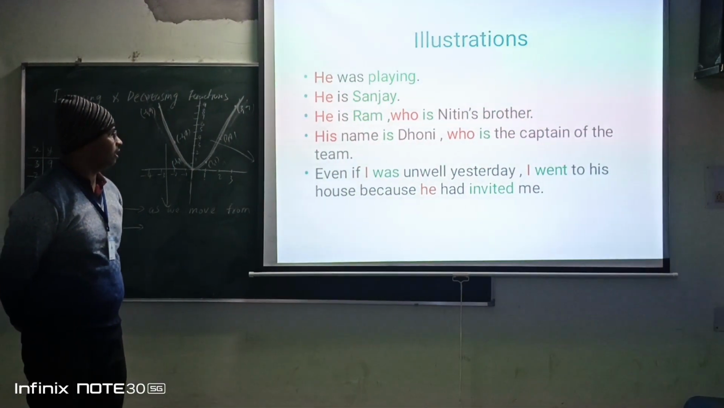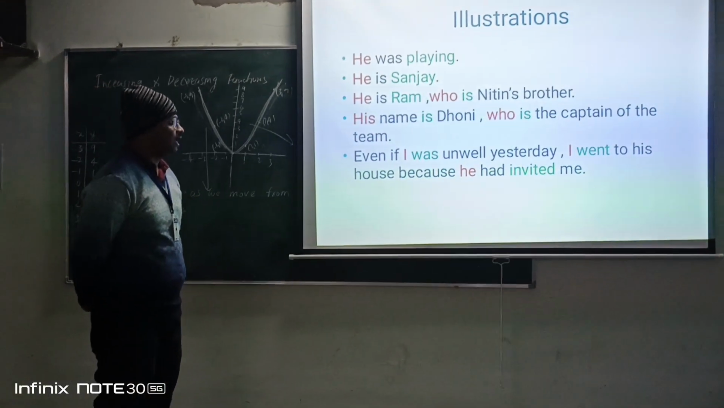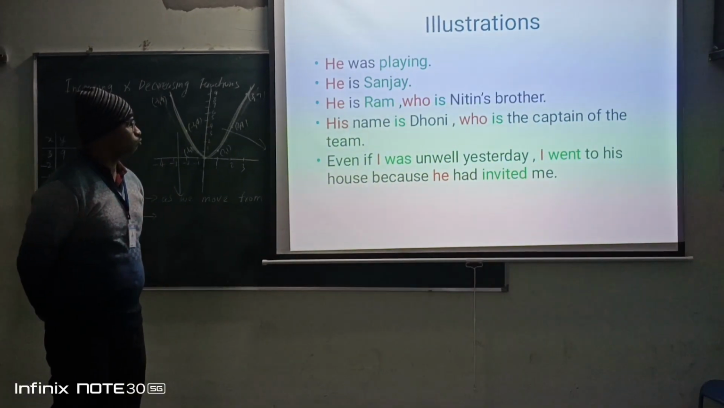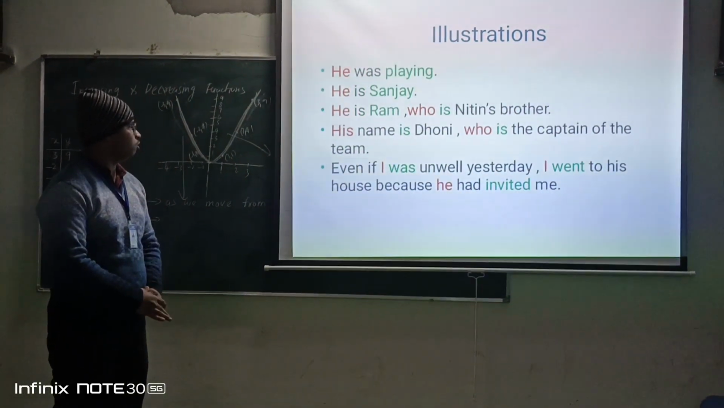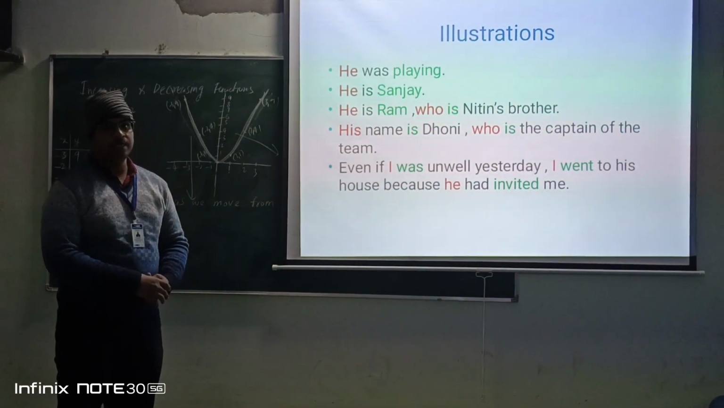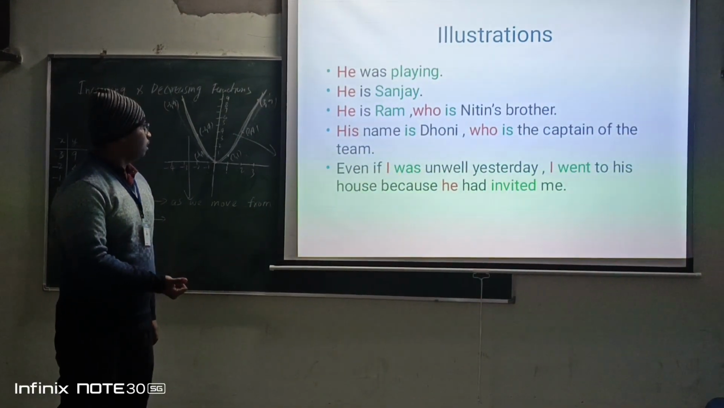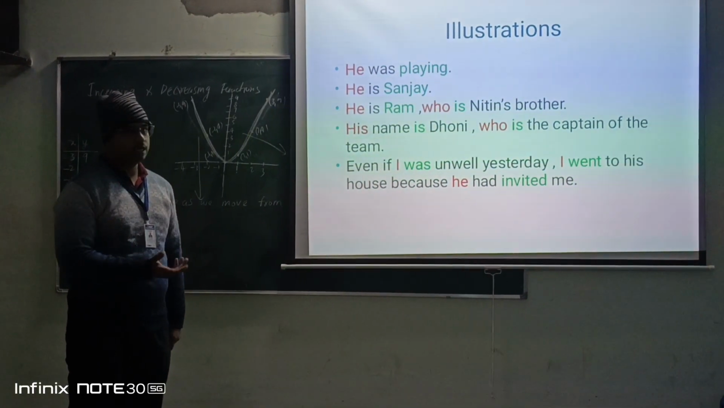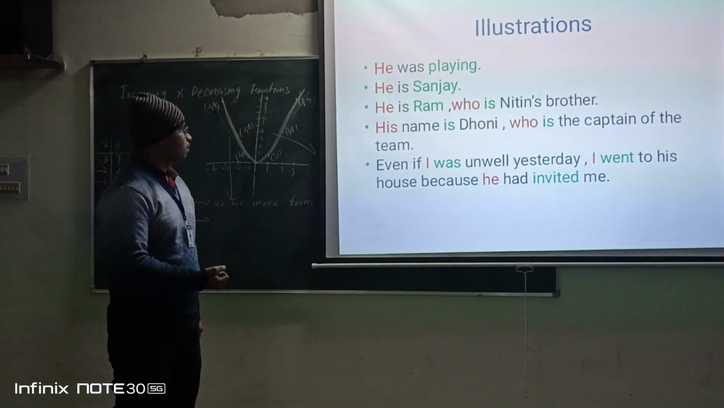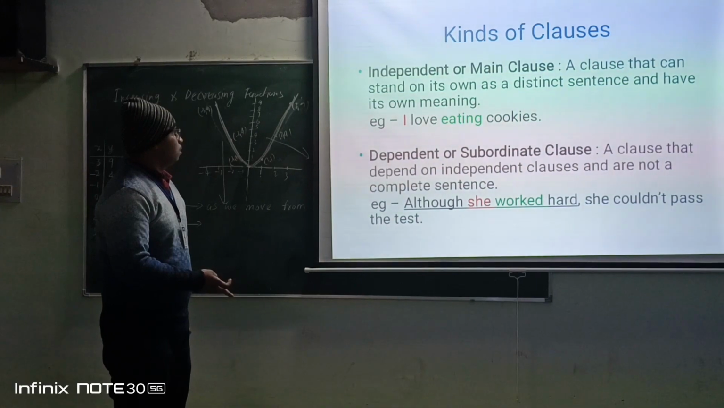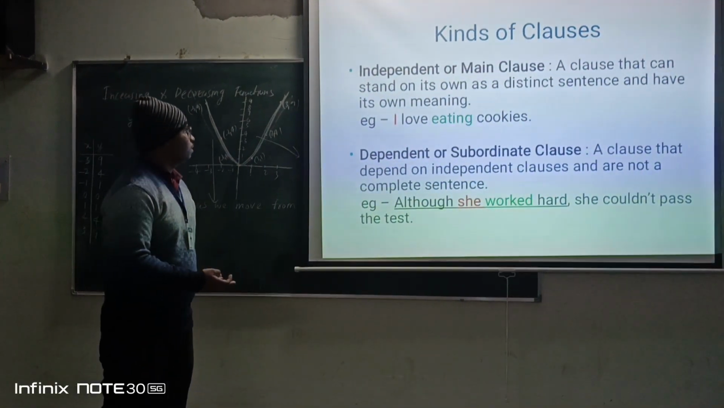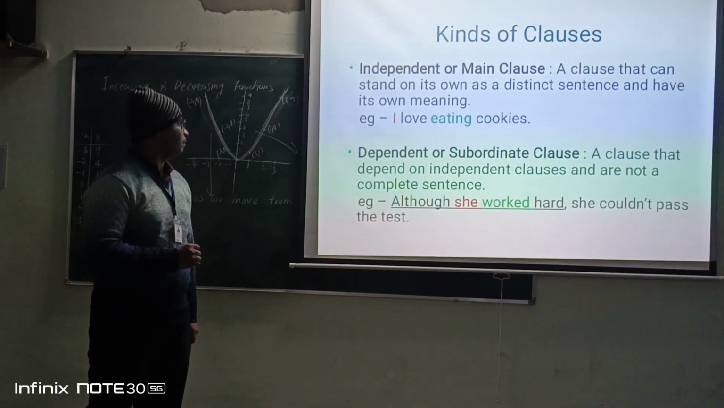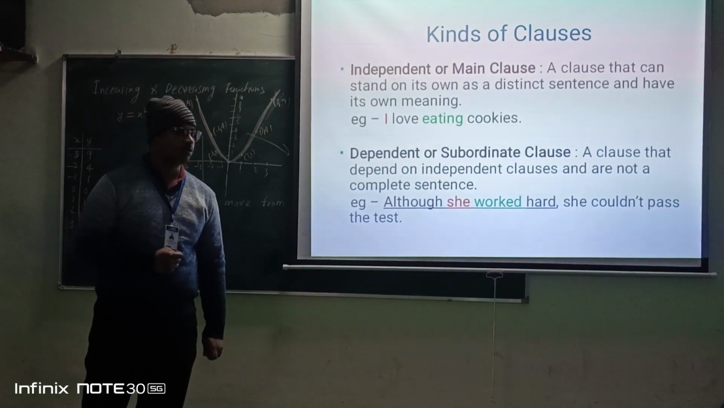Even if I was unwell yesterday, I went to his house because he had invited me. Even if I was: I is a subject and was is a verb. The second part of the sentence: I went to his house because he had invited me. I is the subject and went is the verb. Because he had invited me: he acts as a subject and invited is a verb. To understand kinds of clauses: clauses are of two kinds, independent clause and dependent clause, which is also called a subordinate clause.